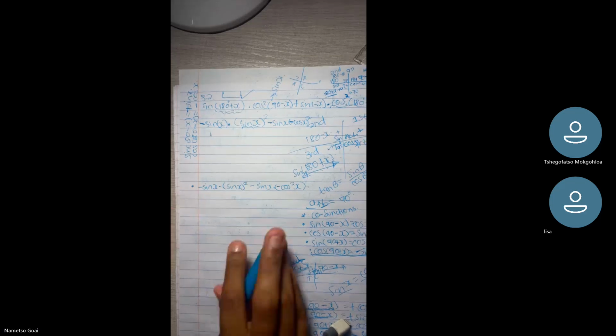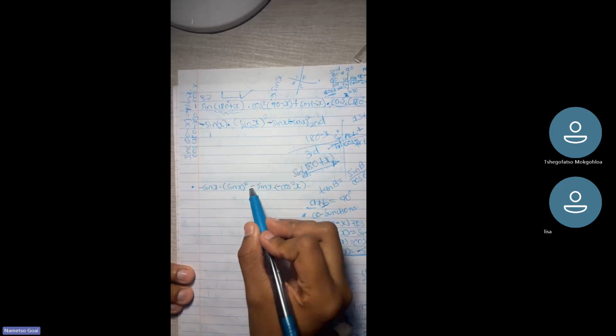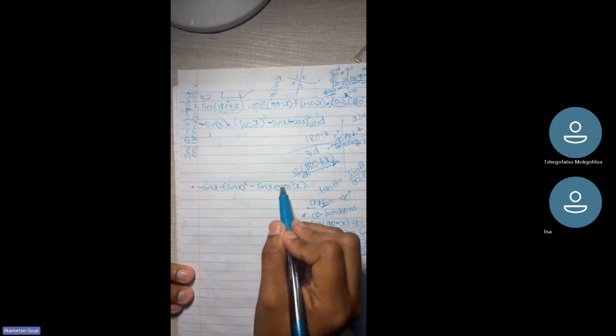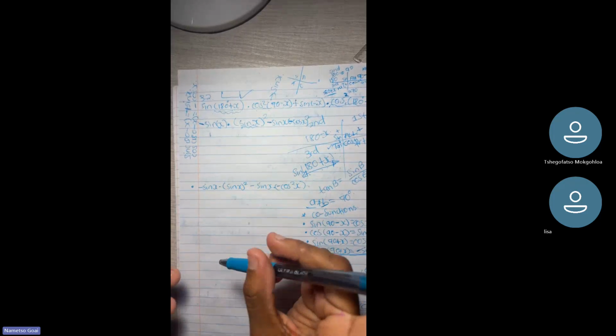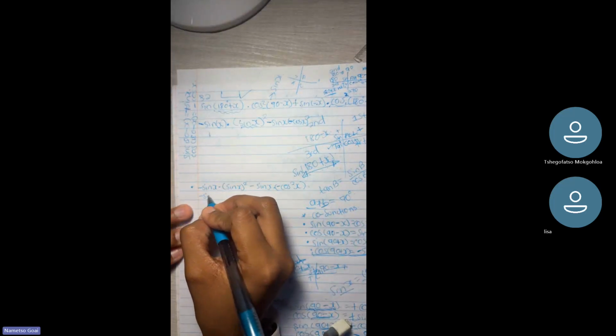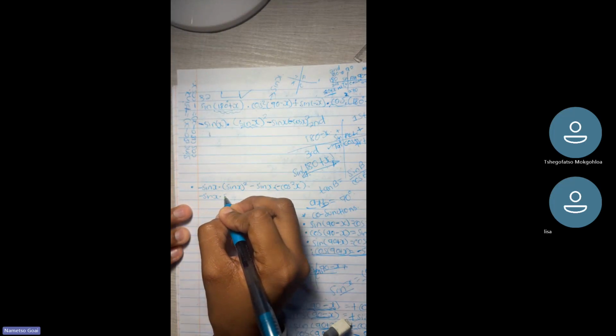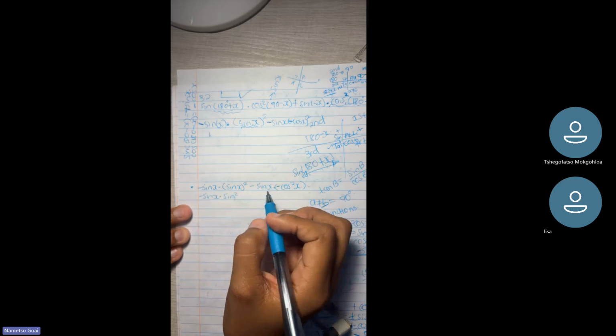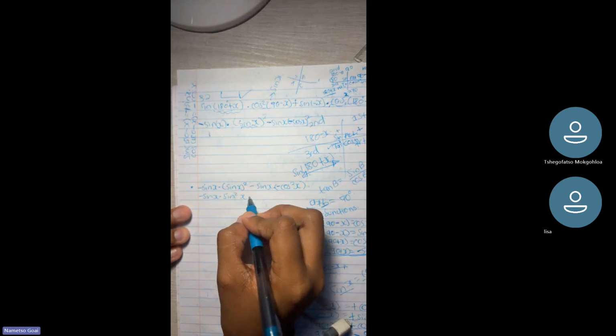We're here now. You can realize that we have a negative here and we also have a negative here. So if we multiply these two negatives, we're bound to get a positive, right? So we're just going to have minus sine x multiplied by sine squared x.